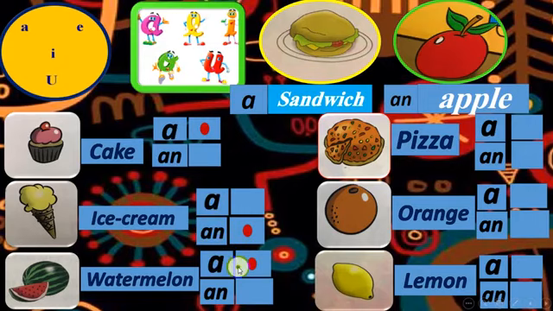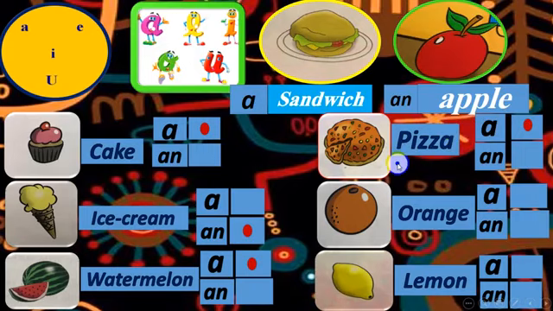Yes. Now look for number four. We have pizza. Look for the first letter. We have P. Is letter P in the face? No, very good. P is not in the face. If the first letter is not in the face, what do we choose? A or an. Yes, very good. We choose a. A pizza. A pizza. Very good.